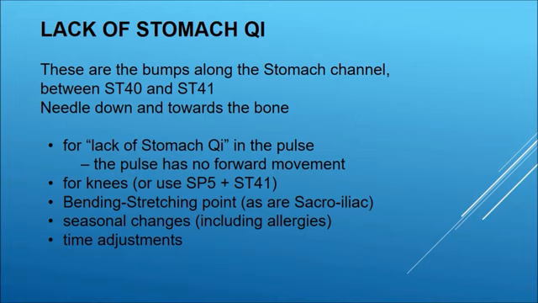Symptoms associated with the stomach chi points are knee pain, especially patella pain, leg and foot problems, especially neuropathy, problems involving seasonal changes or time adjustments, and bending and stretching musculoskeletal problems. However, this list is not the main reason to include stomach chi, but rather the pulse and the bumps, which indicate a weakness in a central organ system.